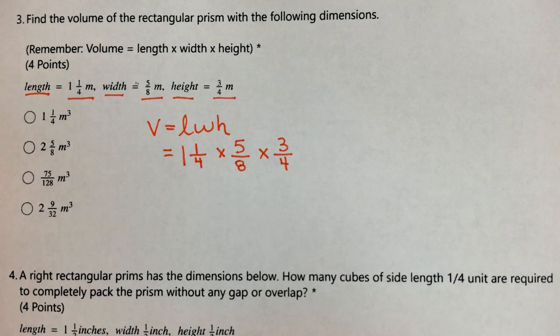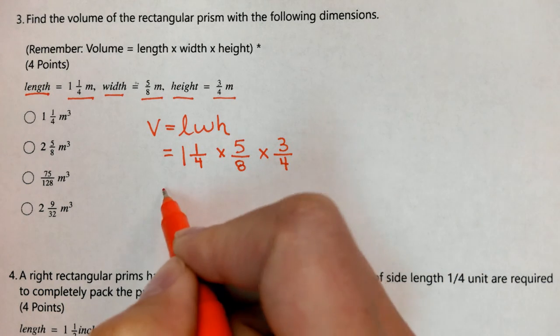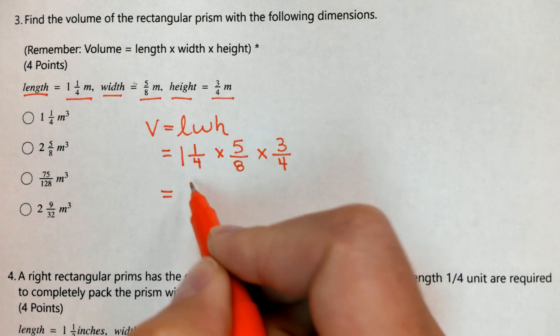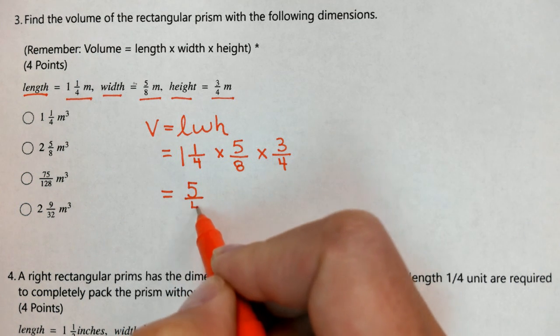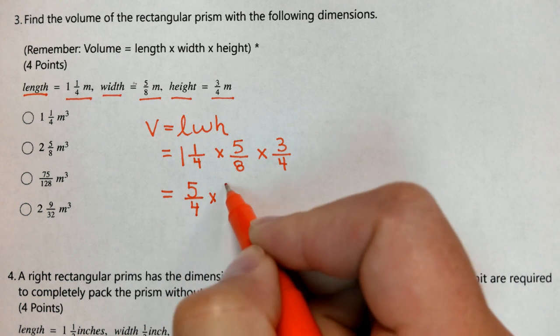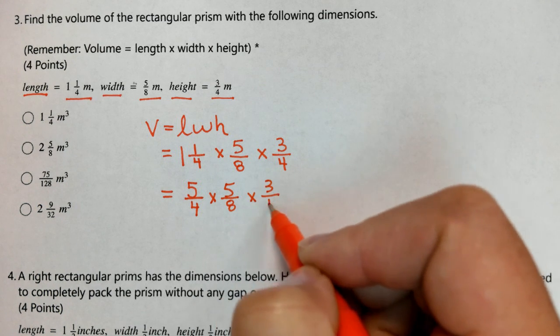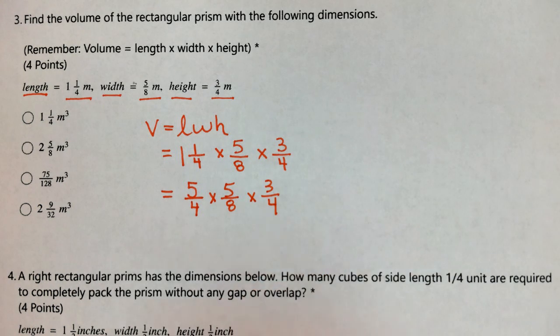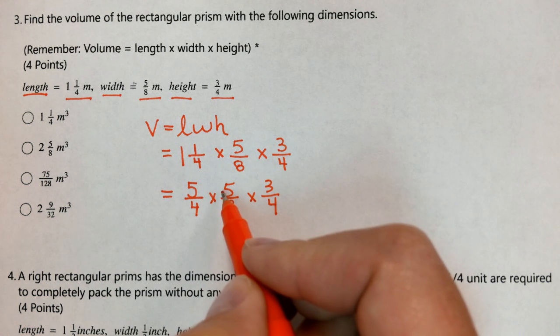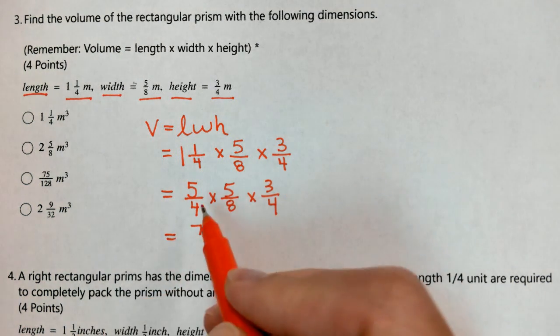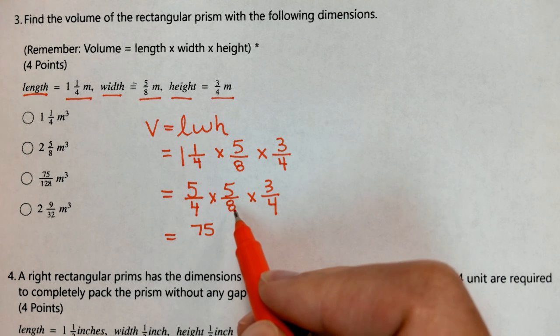So I need to change this mixed number to an improper fraction, so I'm going to go around the world. 4 times 1 is 4, plus 1 is 5. Keep the same denominator, and then I have 5/8, 3/4. So now I'm going to go ahead and multiply across. 5 times 5 is 25, times 3 gives me 75. 4 times 8 is 32.